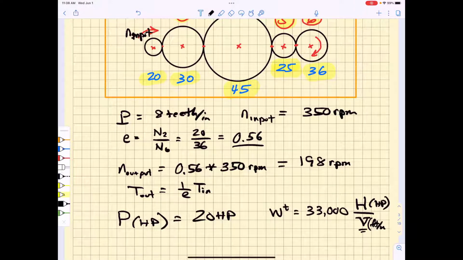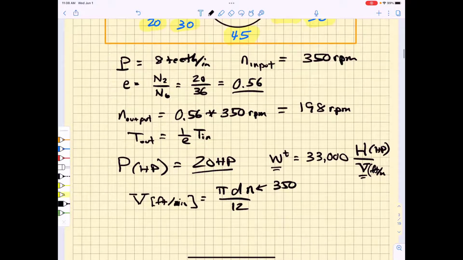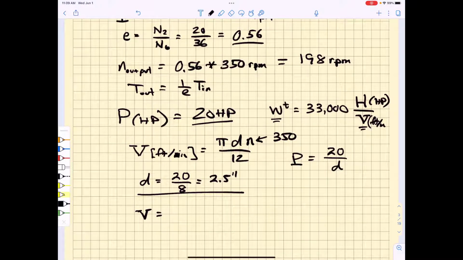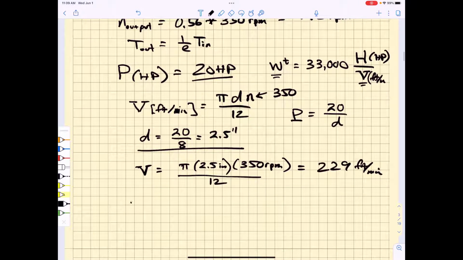So I need to know my pitch line velocity, V, and it's going to be equal to pi d n over 12. We know that n is the input speed, that's 350, but we don't know what d is. But we do know that the diametral pitch is equal to the tooth count, which in this case is 20, divided by the diameter, d. And since I said my diametral pitch was equal to 8 teeth per inch, then 20 divided by 8 gives me a pitch diameter of 2.5 inches. Then my pitch line velocity, V, is pi times 2.5 inches times 350 RPM divided by 12, and that gives me 229 feet per minute.